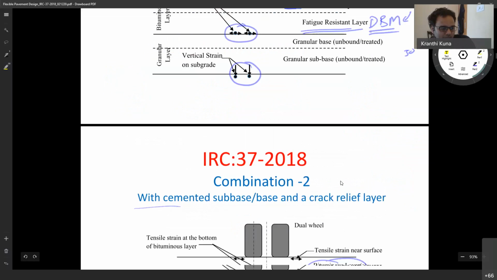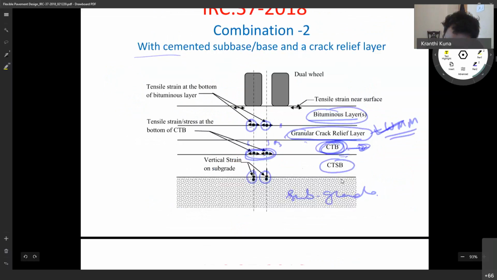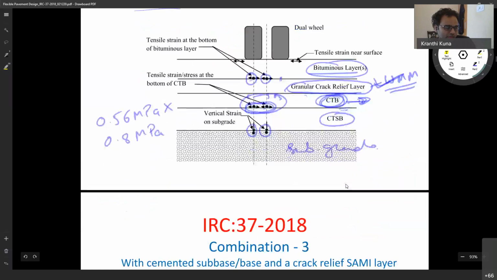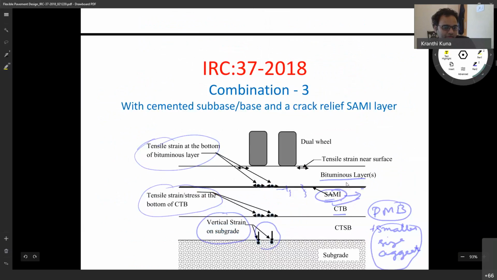Whereas if you are analyzing for the CTB, instead of 0.56 we should use 0.8 megapascal. We should not use 0.56 if you are running the analysis for CTB, the cement treated base. So this is one important thing you have to remember when you are designing the pavement.